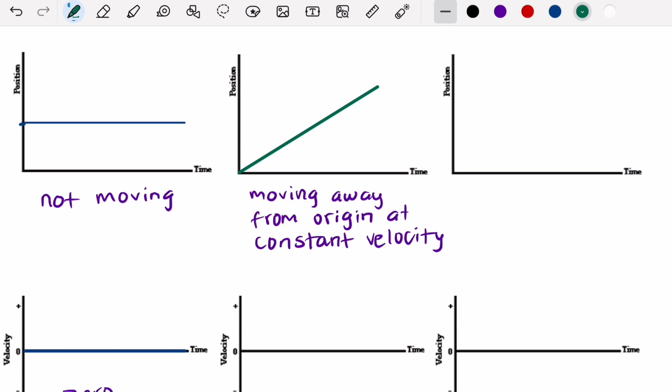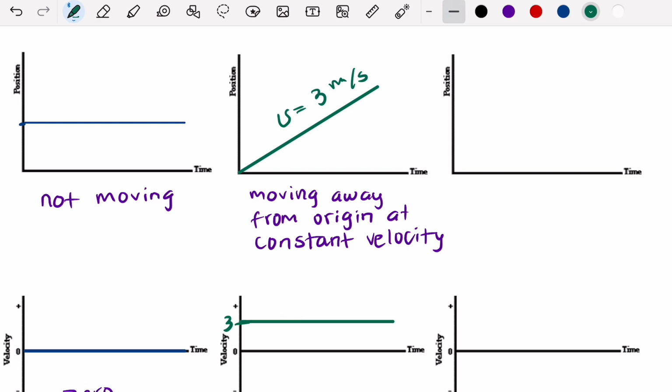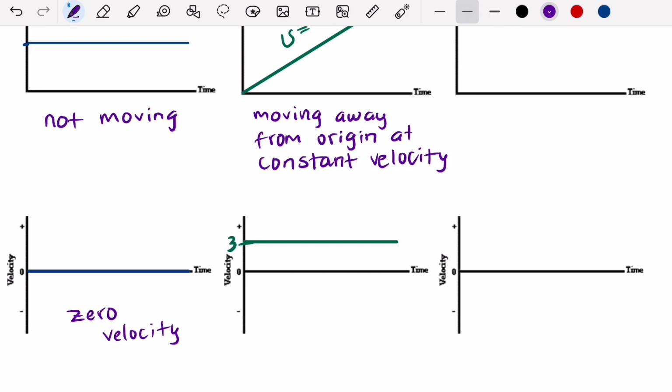Now let's sketch the corresponding velocity time graph. Let's say the velocity, just for the sake of argument, is 3 meters per second. That means when we draw our corresponding velocity time graph, we need to find the location at which velocity has a value of 3, let's say here. And that will be our line. It is constant, that means it is not changing, therefore it is always at a value of 3. And we can simply say this is constant positive velocity.